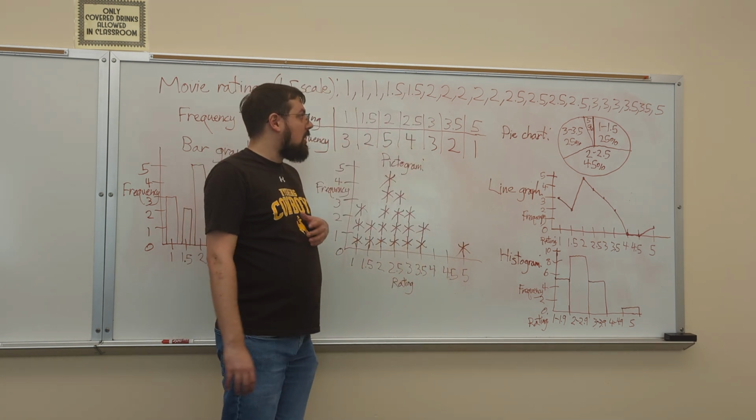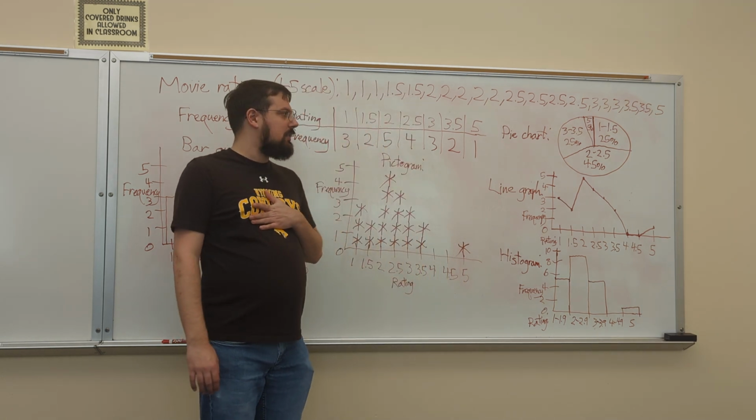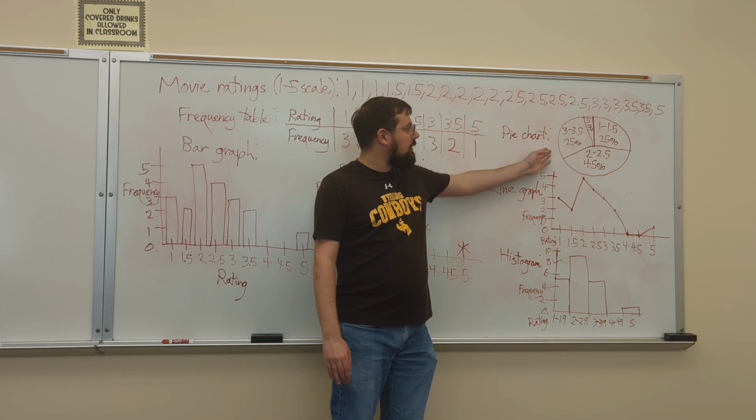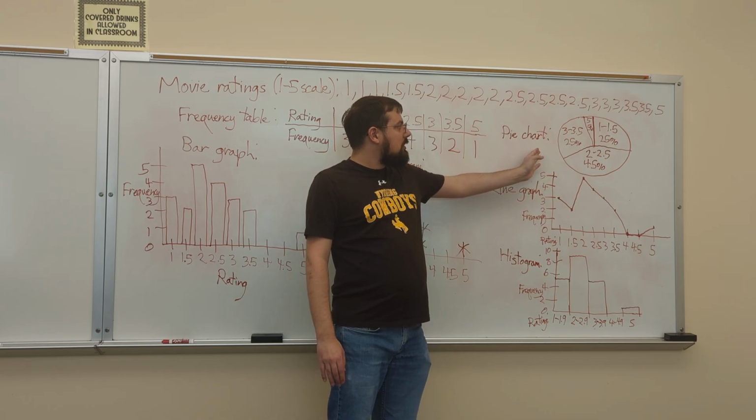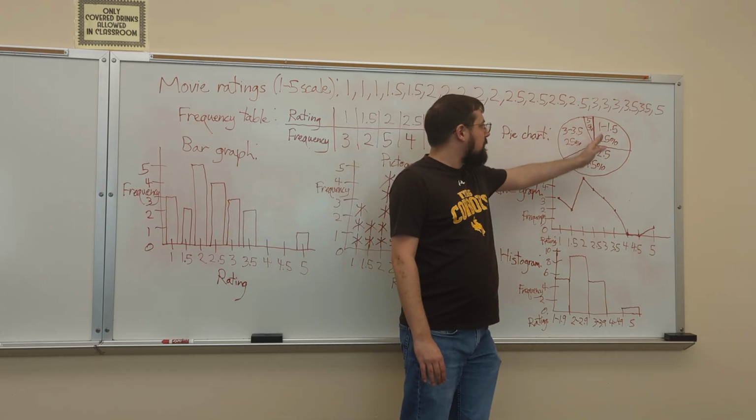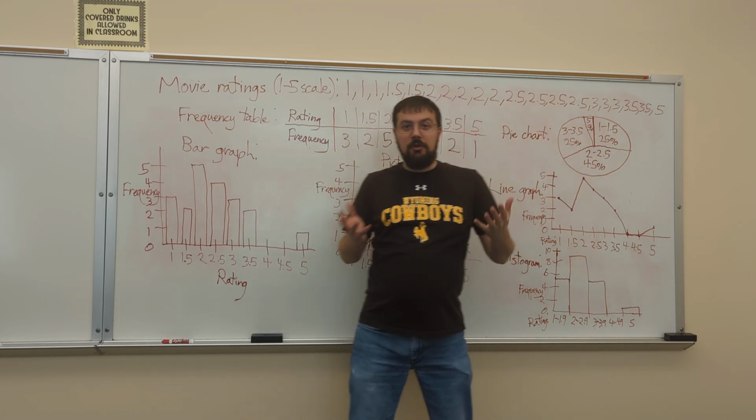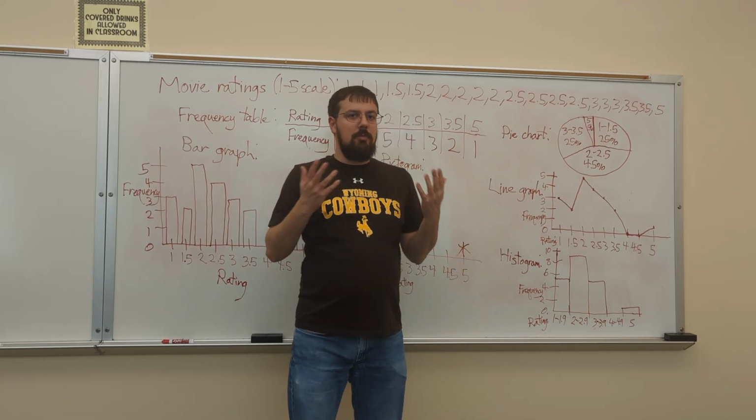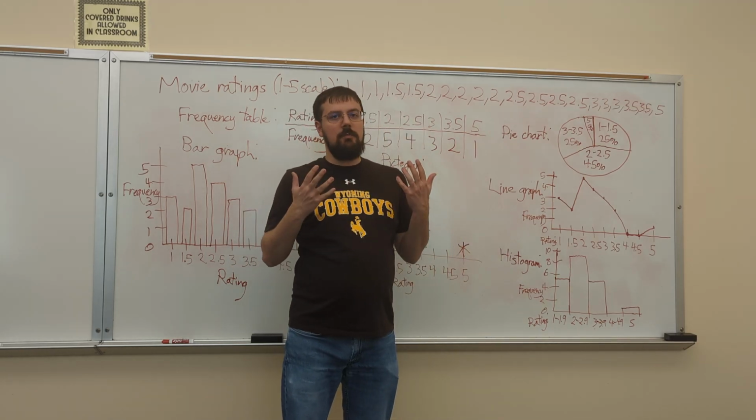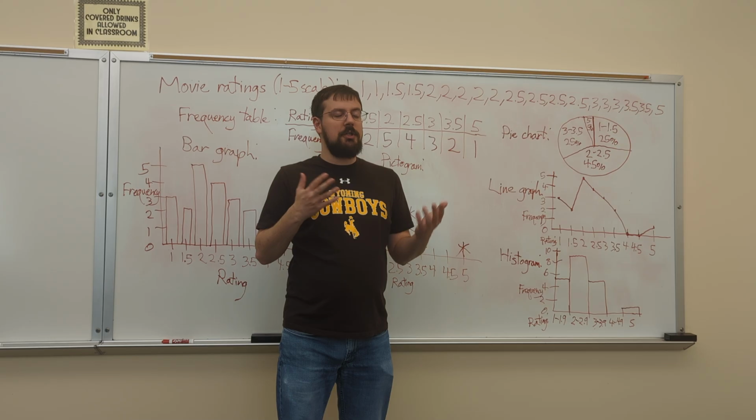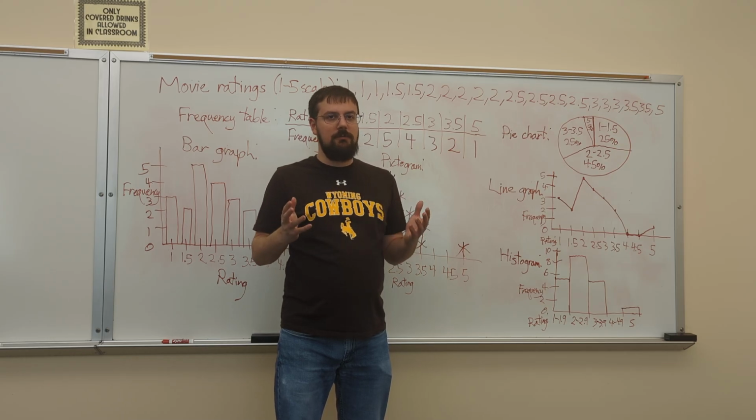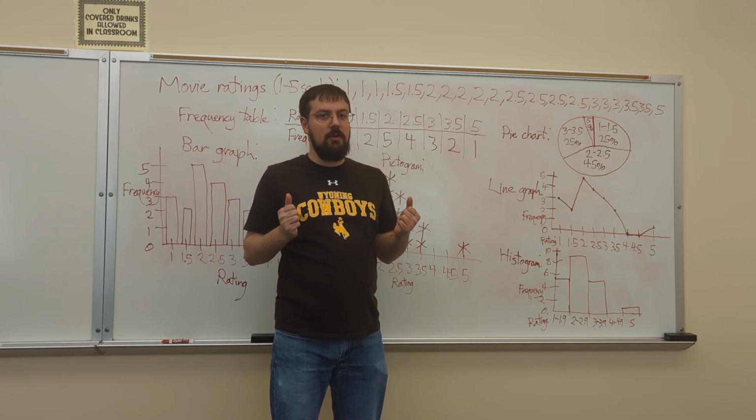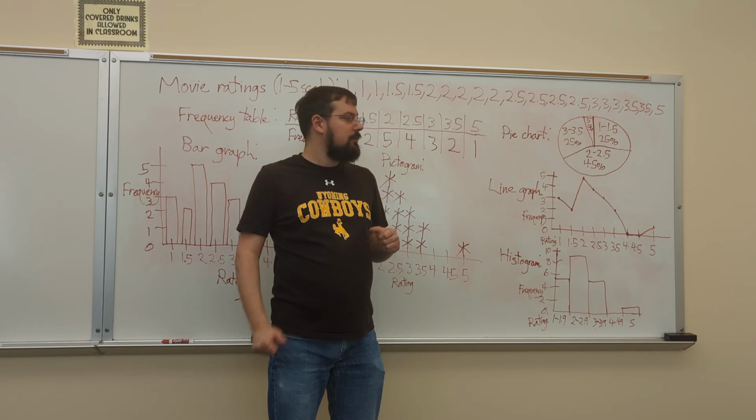Another way that we have of representing this data set is a pie chart. With a pie chart, we are basically using slices of a circle to represent what proportion of our data, or what proportion of our frequencies, go with data in different ranges or different values of our data.